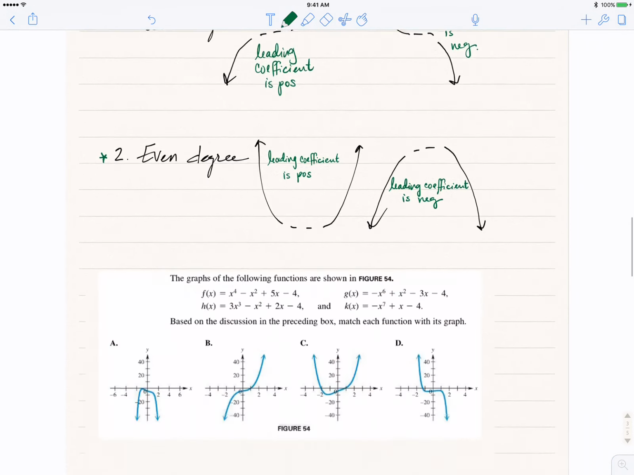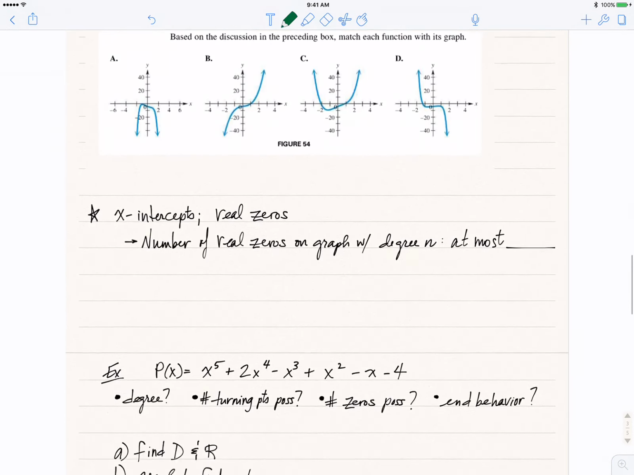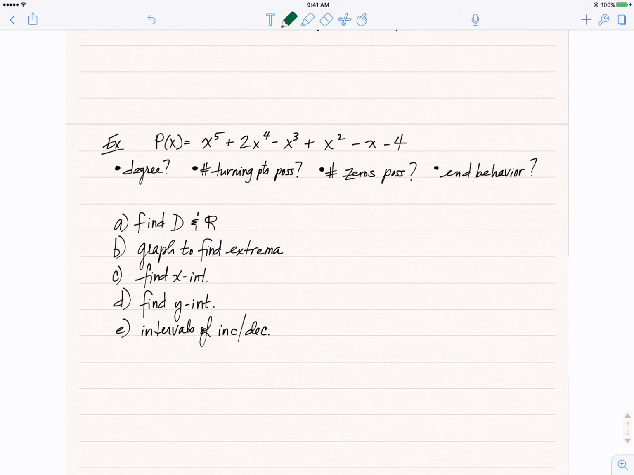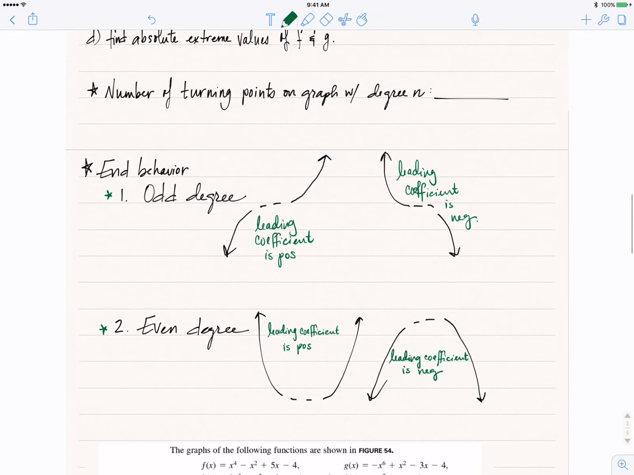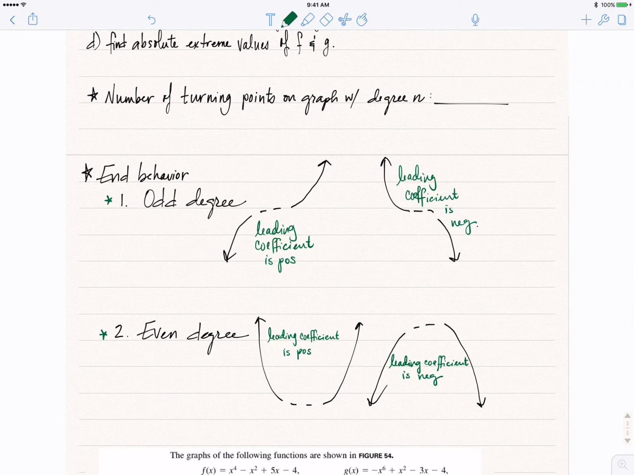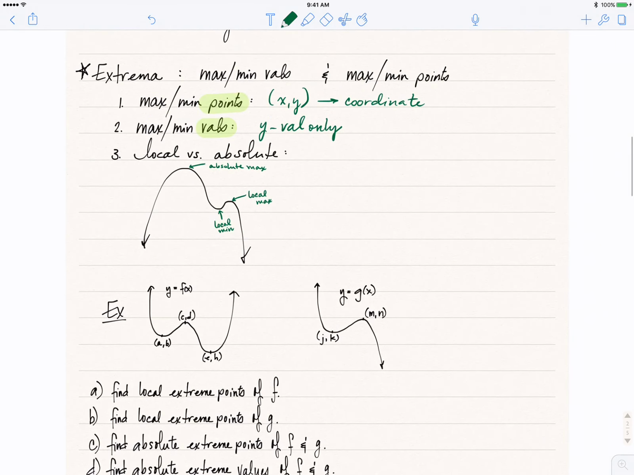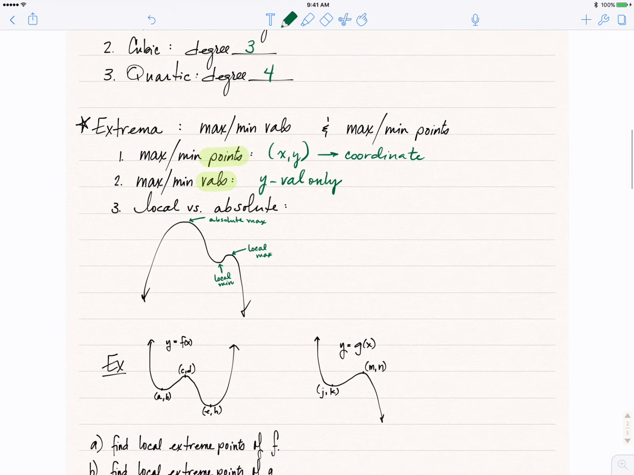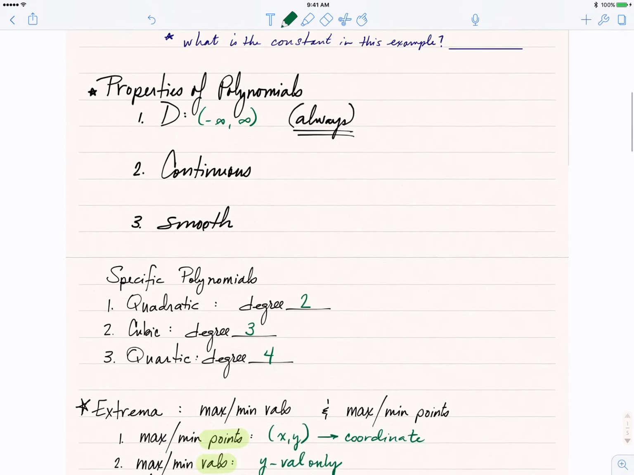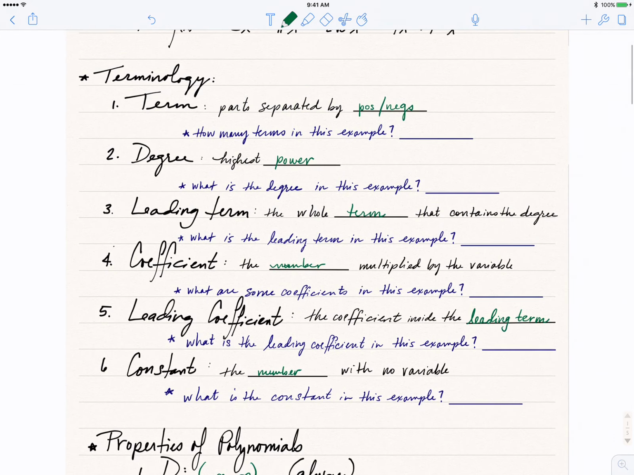So bring your notes to class. There's quite a few examples here that we're going to take a look at, and a little bit more discussion, but for the most part, you need to understand the end behavior. You need to understand max and min points versus max and min values. You also need to understand locals versus absolutes. And then you also need to understand these first 6 definitions that I gave you about polynomials.